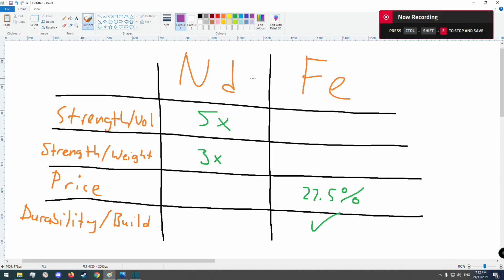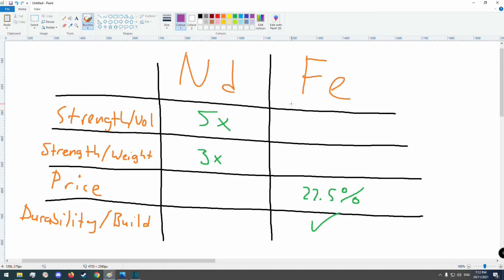So in summary, neodymium magnets are about 5 times stronger per volume than ferrite magnets, 3 times stronger per weight than ferrite magnets, but ferrite magnets are only 22.5% of the cost per relative strength of neodymium magnets, so about a fifth of the cost. And ferrite magnets are also easier to build a speaker with, as well as are less thermally sensitive once they're being used inside an enclosure.